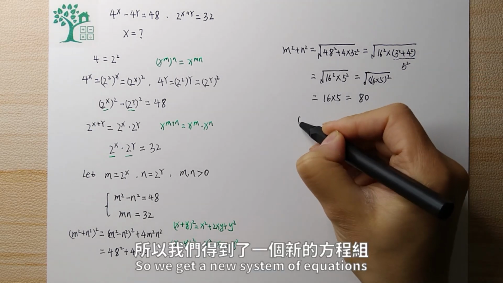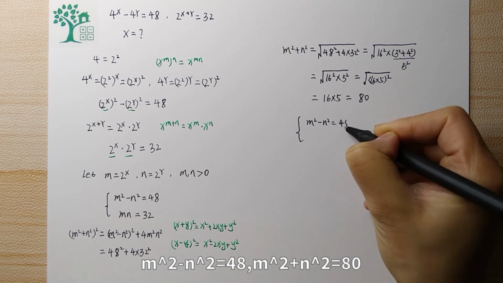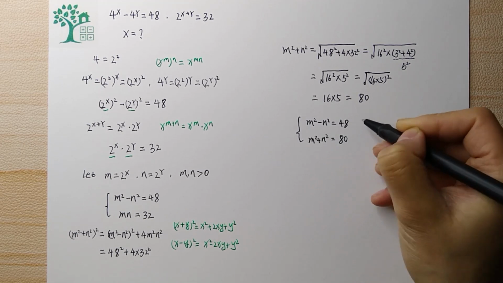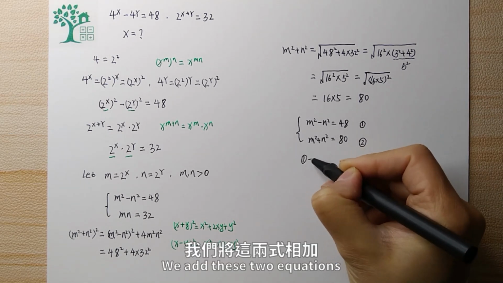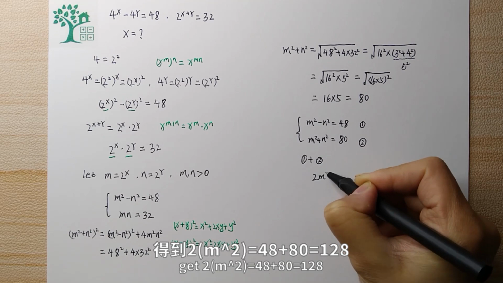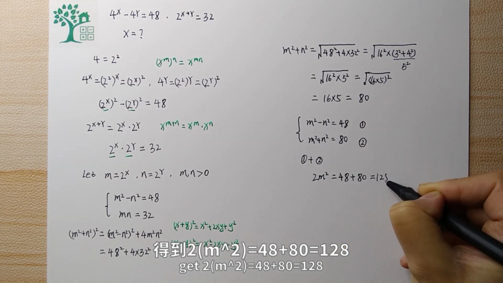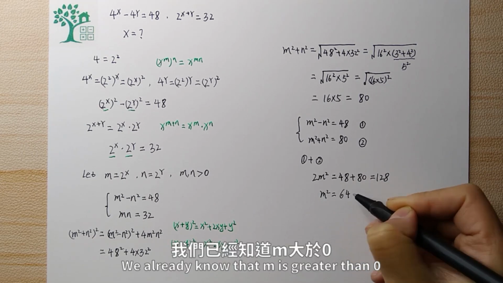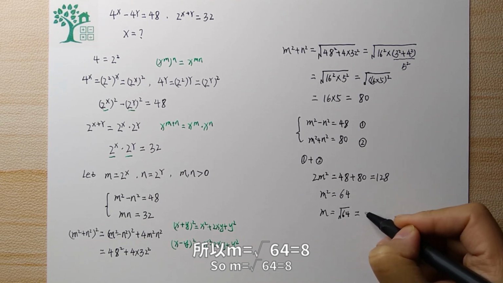So we get a new system of equations, m squared minus n squared equals 48, m squared plus n squared equals 80. We add these two equations, get 2 times m squared equals 48 plus 80 equals 128. M squared equals 64, we already know that m is greater than 0. So m equals square root 64 equals 8.